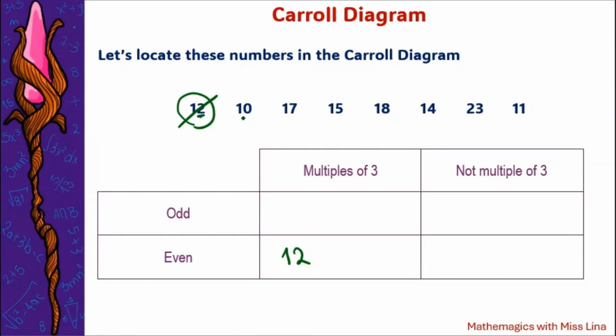Let's check the next one, 10. 10 is not a multiple of 3. No multiplication of 3 gives you 10. And it is also an even number. So it should go here, not multiple of 3 and even.